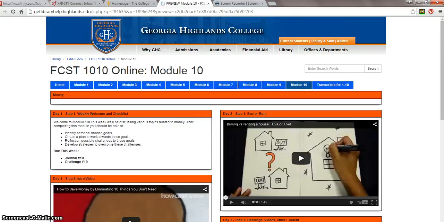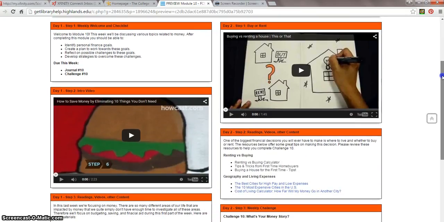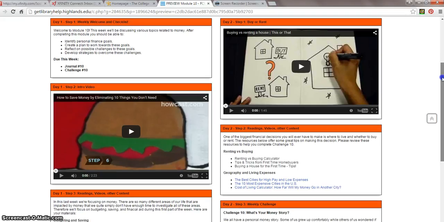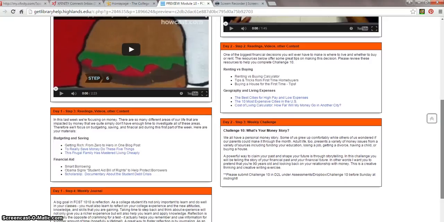And this one is over money. Oh, my goodness. This is all about how to save money. Eliminate things that you don't need. Guys, you can look back at one of our other semesters over stress and wellness management and know that if you eat out every day, that's going to affect your pocketbook. So that's one way to save money.